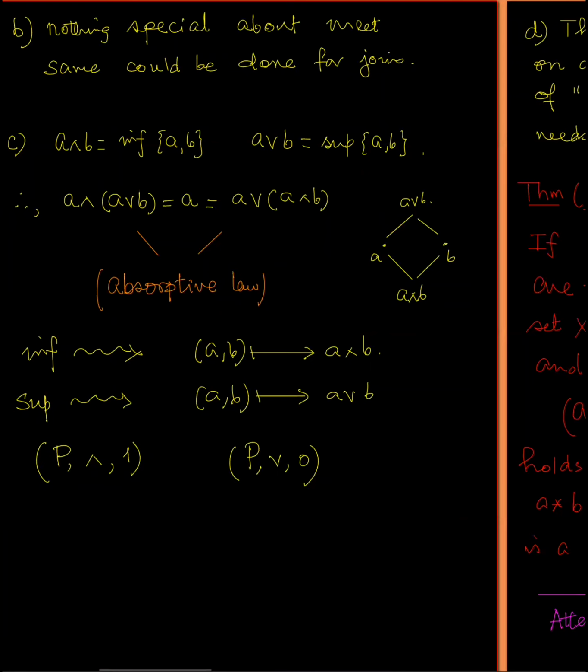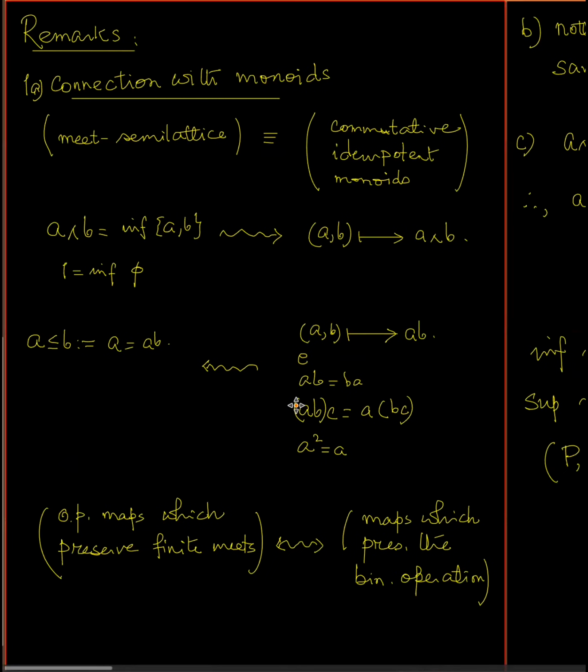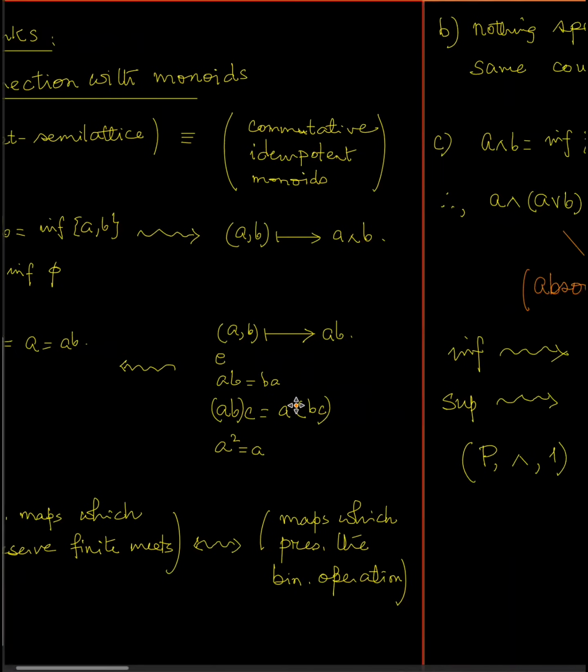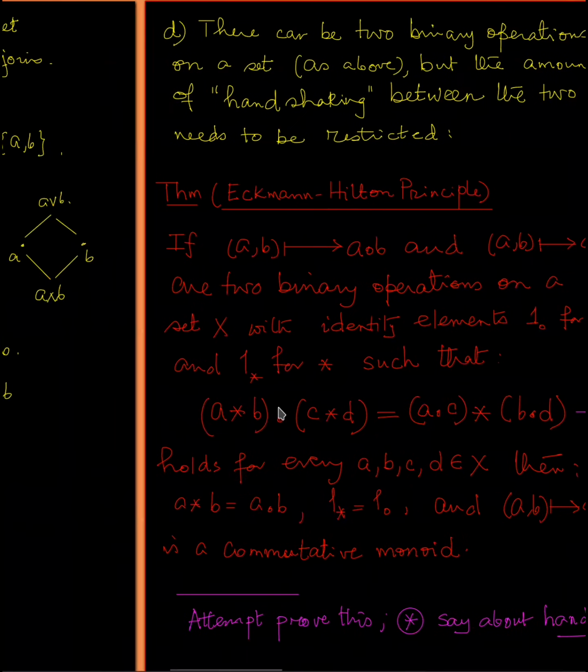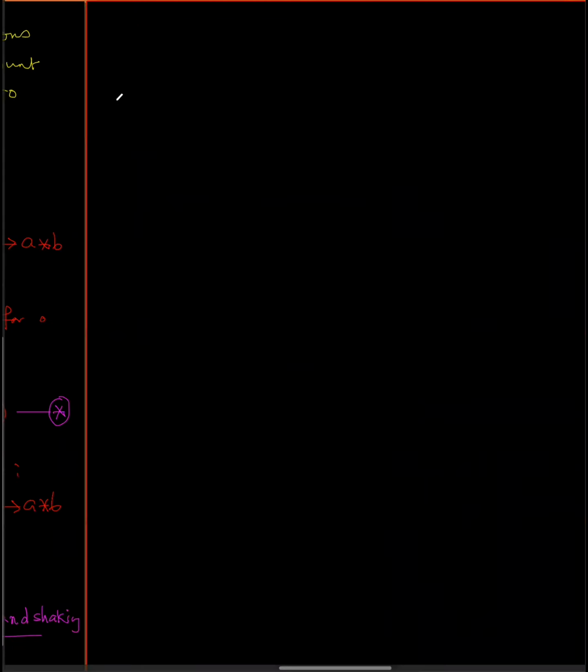Okay. So a lattice is then just a pair of idempotent commutative monoid operations satisfying the absorptive law. That's the first thing to be mentioned about this definition of a lattice. The second thing that I wanted to mention is obviously the opposite.